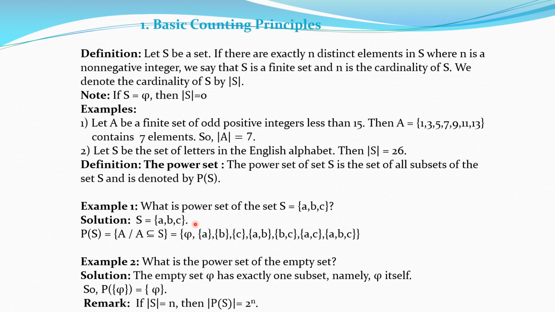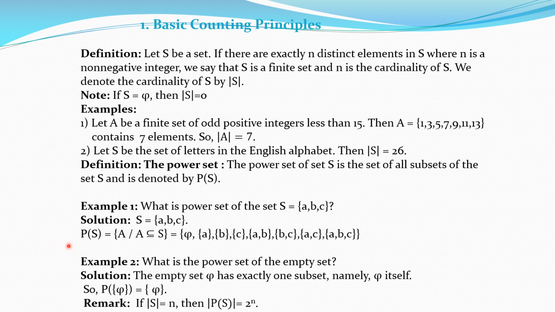Now see, what is the power set of the set S equal to {a, b, c}? Now S contains three elements A, B, C. So the possible subsets of S will contain 0, 1, 2 or 3 elements. Not more than that definitely. So what is P of S? It is the set of all A such that A is a subset of S.